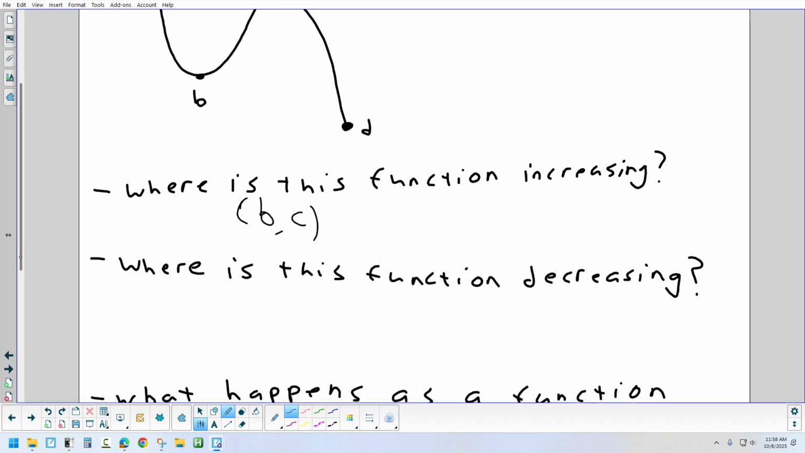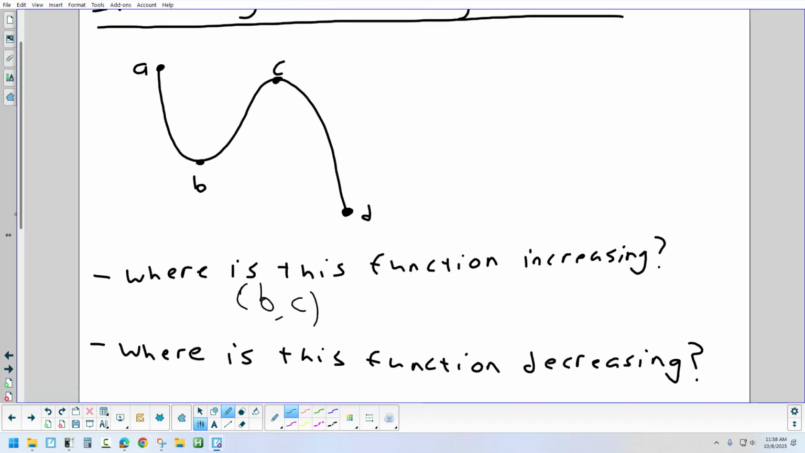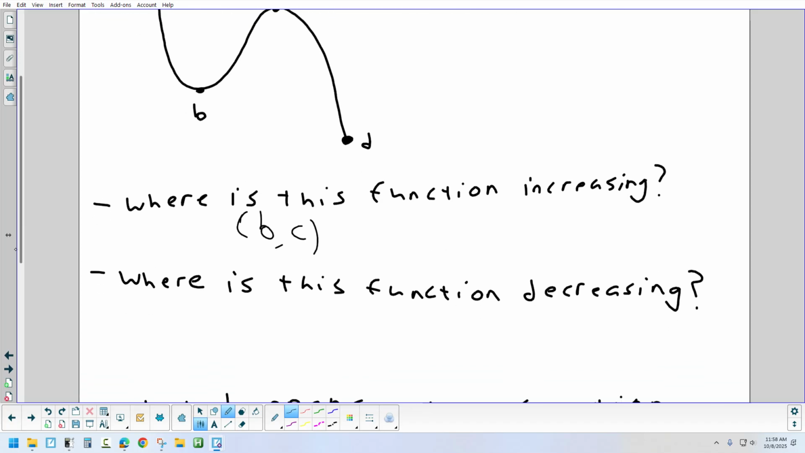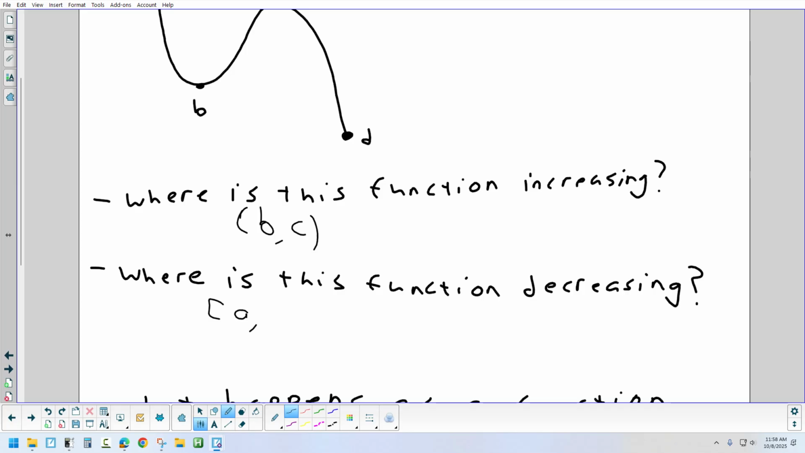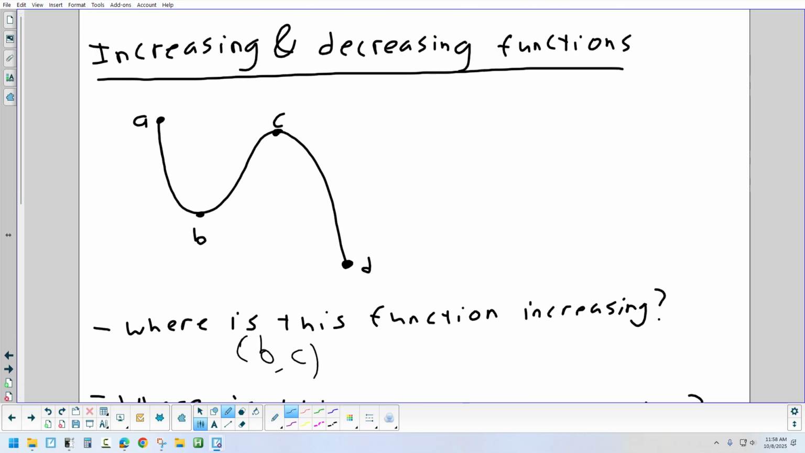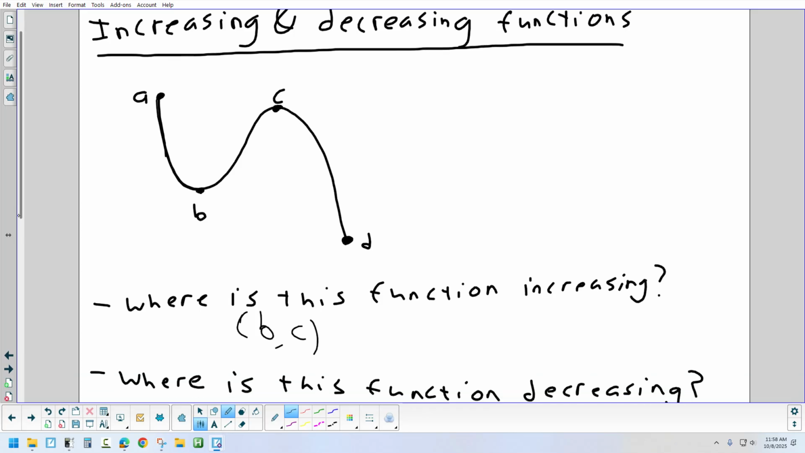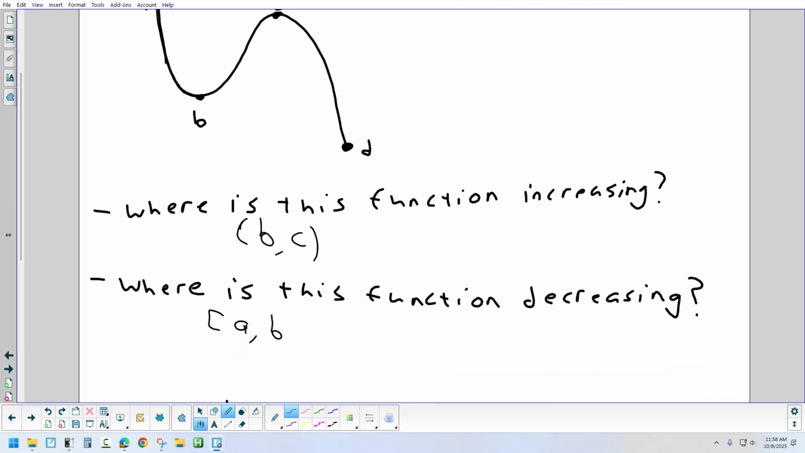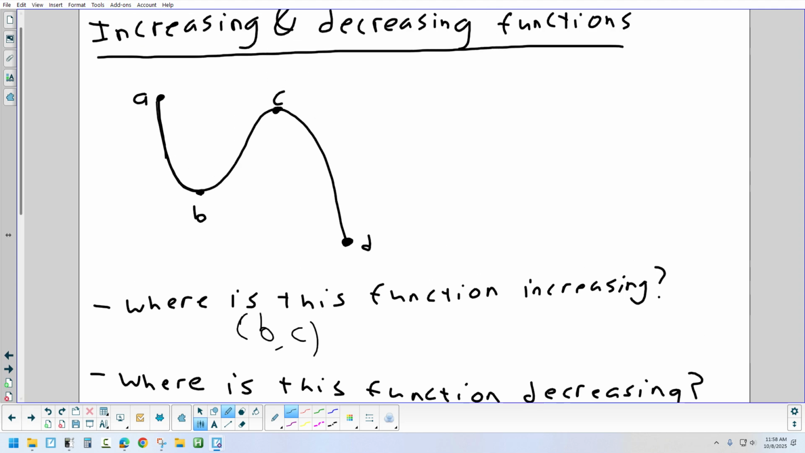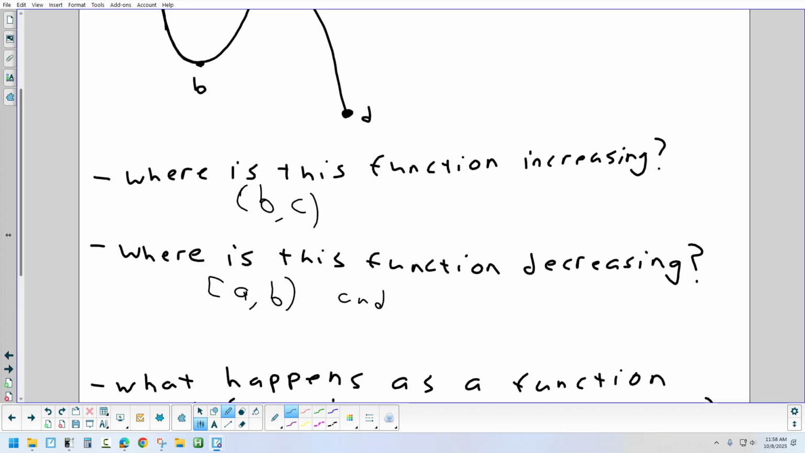Where is it decreasing? Yeah. A to B and C to D. Yep. And A you can definitely include, because if you were standing at A, you'd feel like you're going to fall. So A to B, don't include B because it's flat at B. And what was the other one you said? C to D. Yep, C, don't include it because it's flat. D you can include because if you were standing at D, you'd feel like you're going to fall.